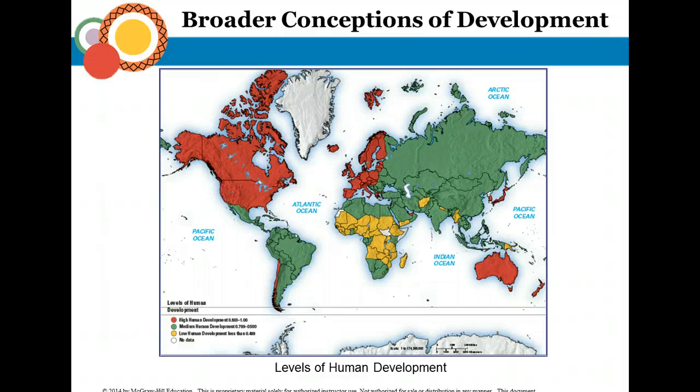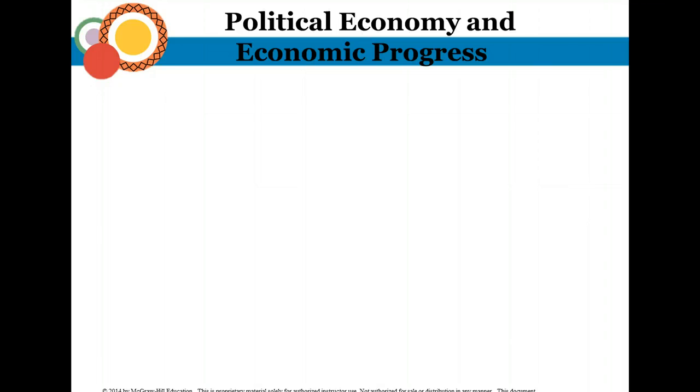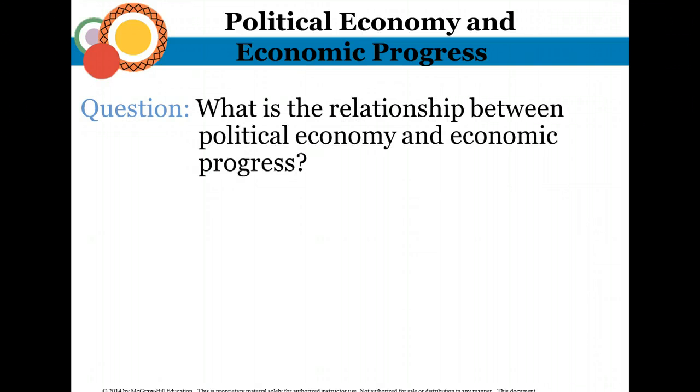So if we look at some of these broader levels of human development that we just talked about, we could see that Europe and North America have a higher level of human development, Asia and South America have more of a medium level, and some nations in Africa have a lower level of development. So it's not too far off from the pure monetary economic scales, but it's just another way of looking at things.